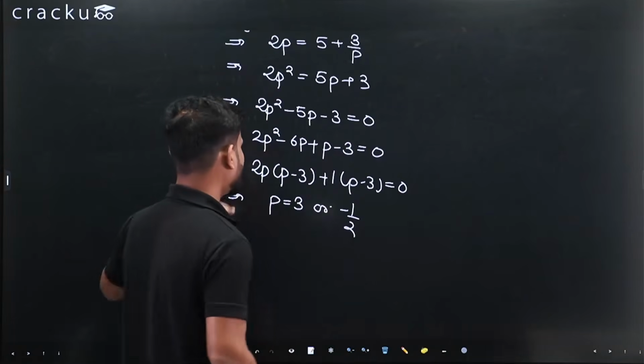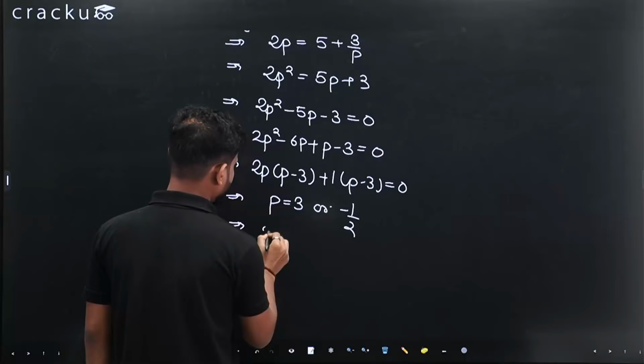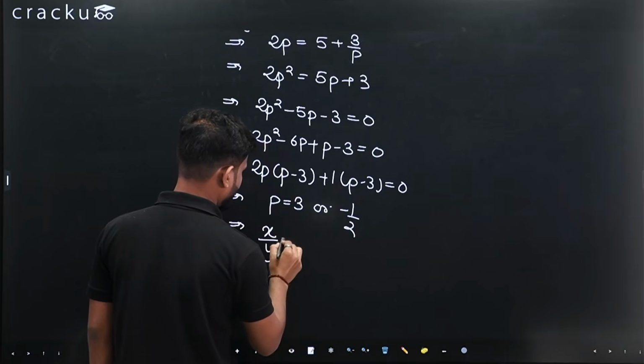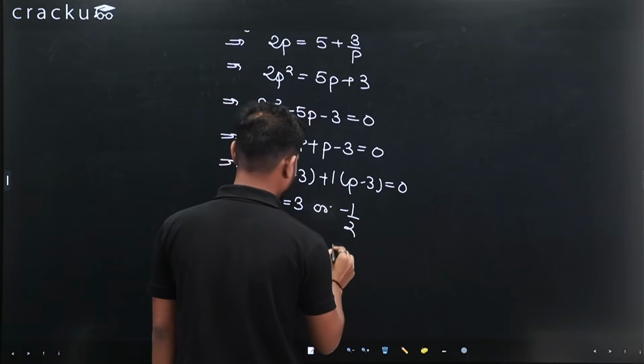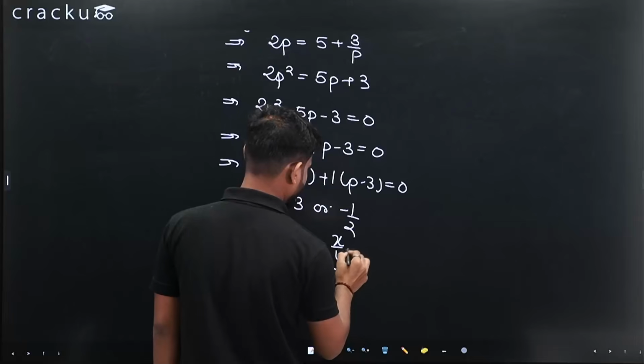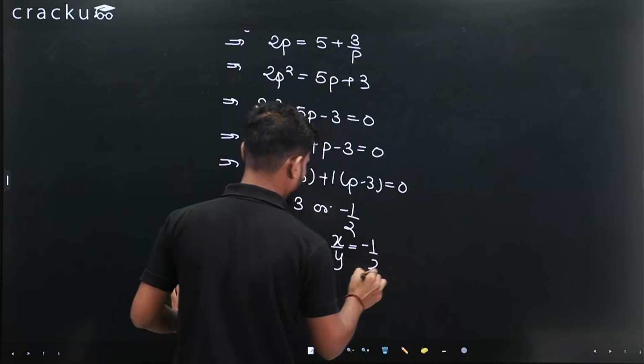Now from here what is p? p was x by y equal to 3. From here it was x by y is equal to minus 1 by 2.